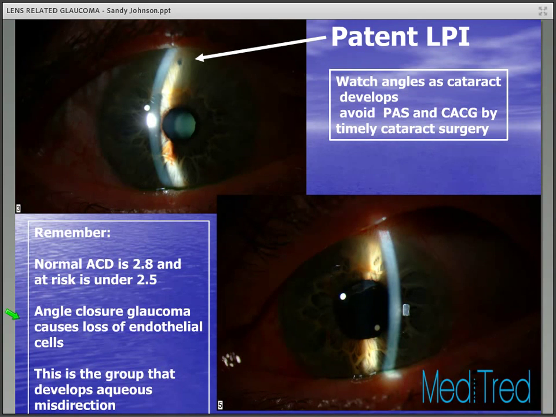Angle closure, if a patient does go into that, does cause loss of endothelial cells, and of course they are more at risk for further loss of endothelial cells the more shallow the chamber is when they get to their cataract extraction. And this is also the group that can develop aqueous misdirection, which is a totally different lecture topic, but something you should be aware of.